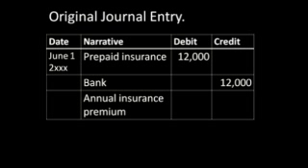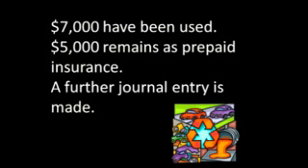The transaction to record the payment for insurance will first have been recorded as a journal entry. This will have shown a debit of $12,000 to prepaid insurance, which is an asset, and a credit to the bank account of $12,000, since the asset of bank is reduced. The transaction was first recorded on June the 1st. 7 months of insurance have expired since that date.